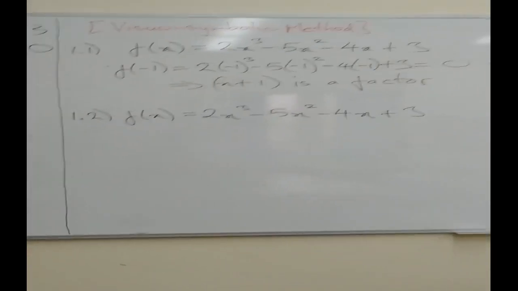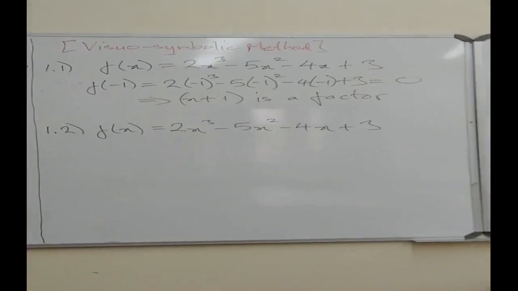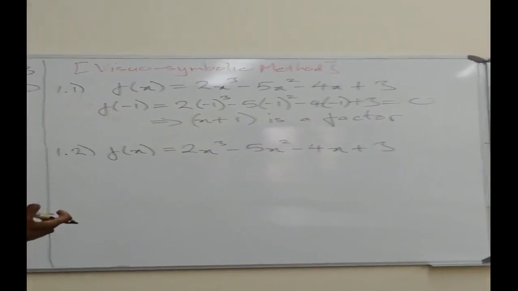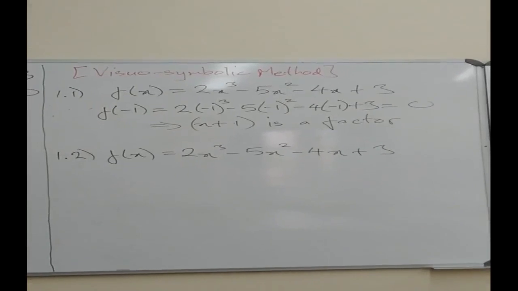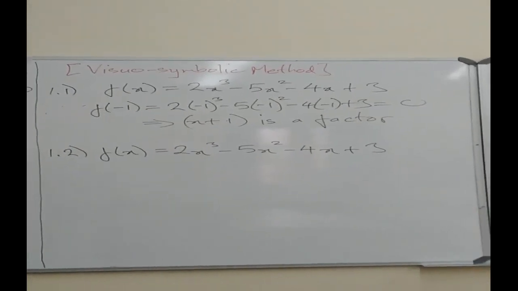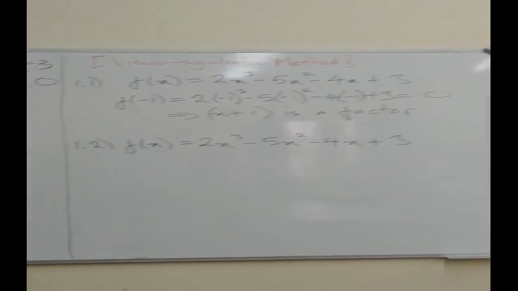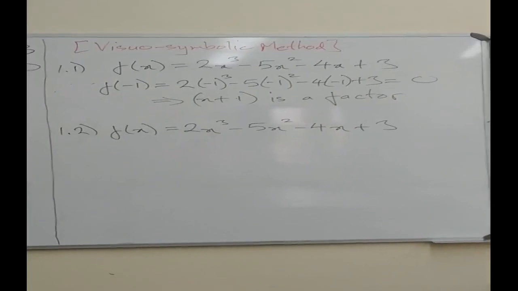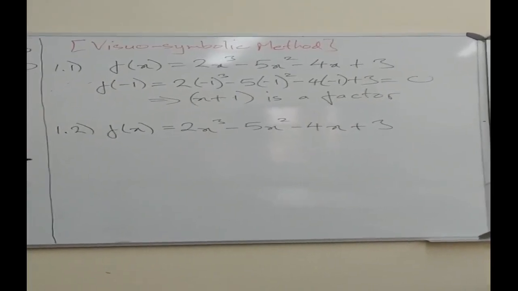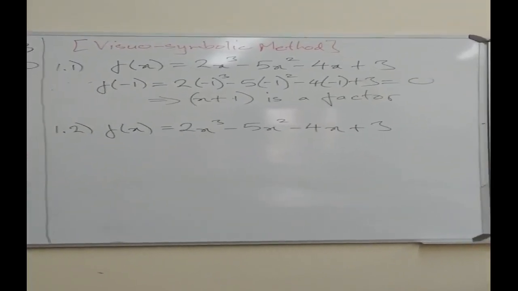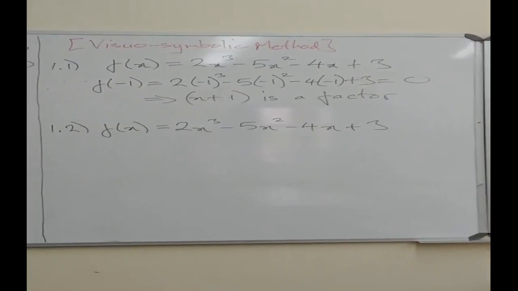The visual symbolic method, how it operates is it encompasses all the previous methods, which are like the synthetic, the inspection, or the log division, into a simpler form, which actually goes through the mind of the problem solver.